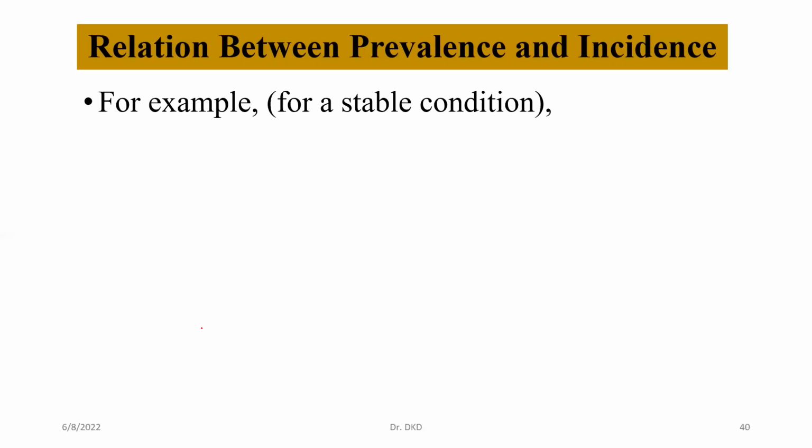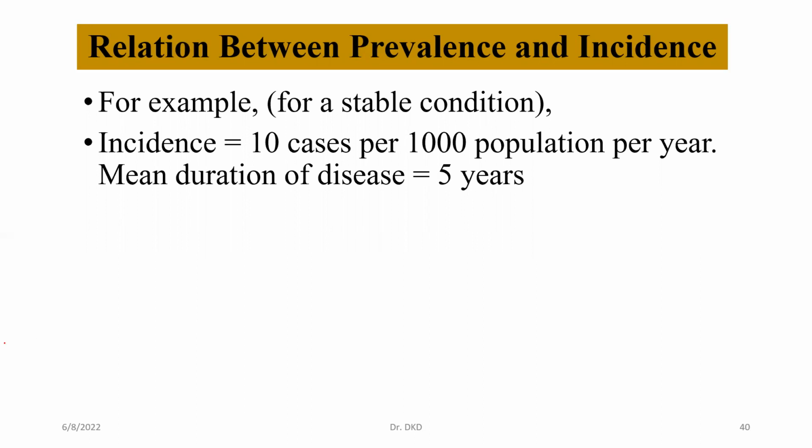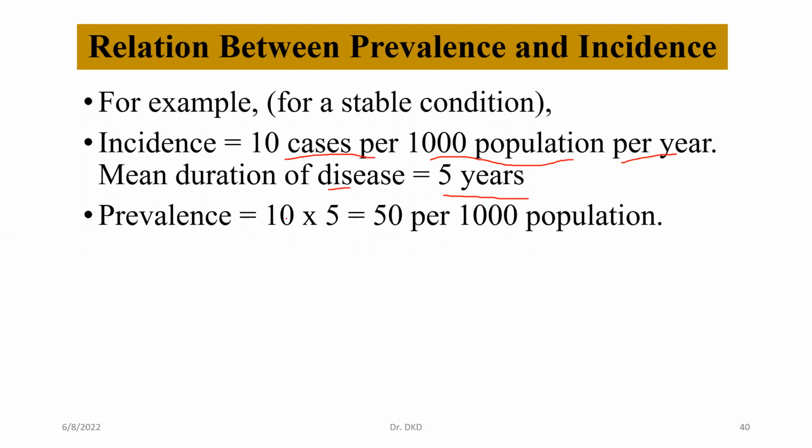For example, for stable conditions, incidence is given as 10 cases per thousand population per year, and mean duration of disease is given as 5 years. So incidence is given, mean duration of disease is given, so we can calculate prevalence. Prevalence equals incidence multiplied by mean duration of disease, so it would be 50 per thousand population.